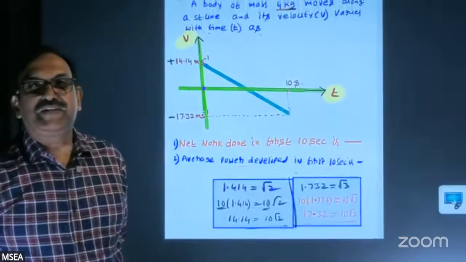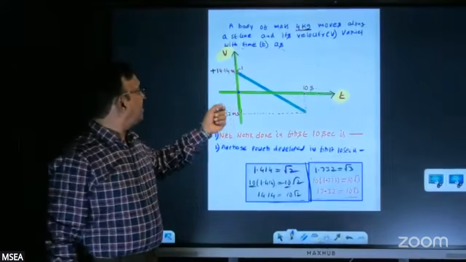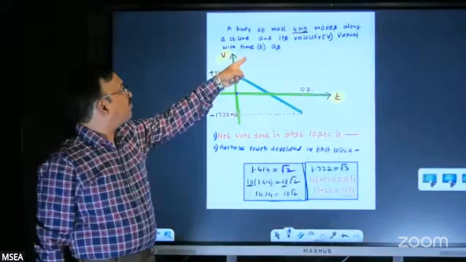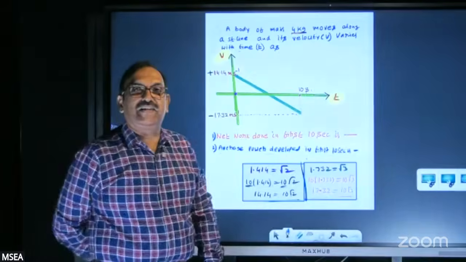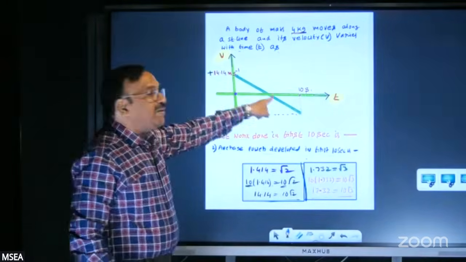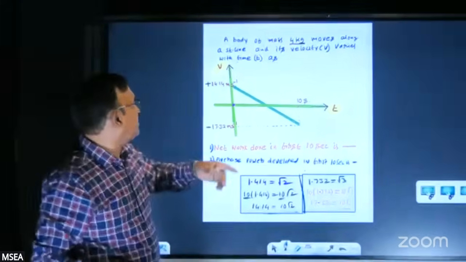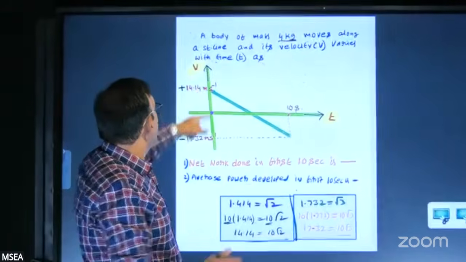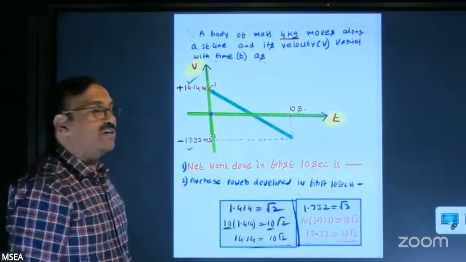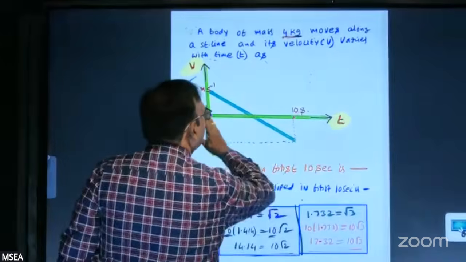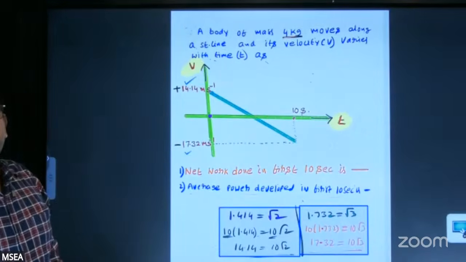Generally, under the heading of work power energy, they ask questions based on graphs. This is the other bit. A body of mass 4 kilogram moves along a straight line and its velocity varies with time t. Velocity time relation is given. Suppose a vehicle is going, as time changes, generally velocity changes. So the velocity is changing from plus 14.14 to minus 17.32. In 10 seconds of time, velocity changes like this. I want to know 2 things.